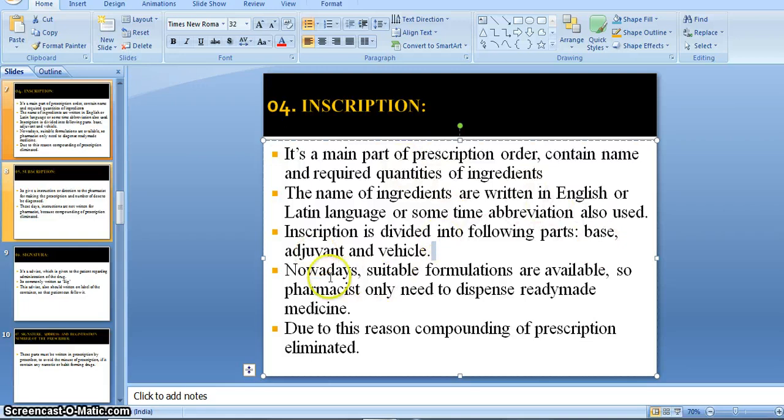This is the main part of inscription. But nowadays suitable formulations are available, which means compounding is totally omitted or eliminated because ready-made medicines are available in our market. Hence the pharmacist is not required to compound any kind of medicine, and only dispensing happens, right?